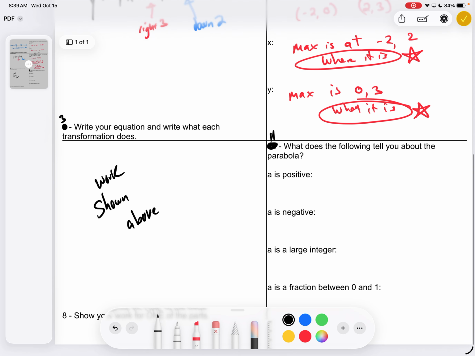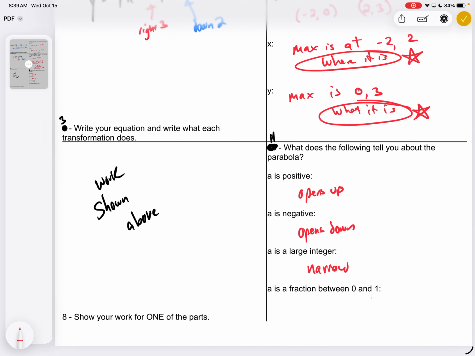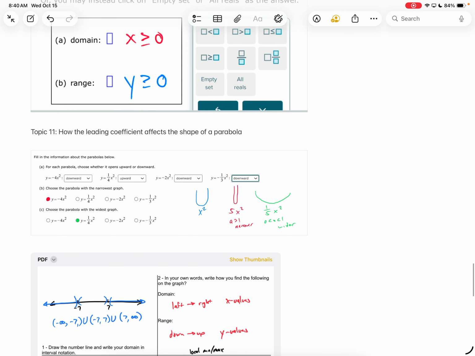Okay. So A is positive, opens up. B is negative, opens down. If it is a large integer, it is going to be narrow. And if it's some fraction between 0 and 1, it is going to be wider. So it goes right along with the problem. And I don't care if you want to just draw a picture, that tells me that you understand it. Opens up, opens down, narrower, wider. All right, so that is everything on the test.